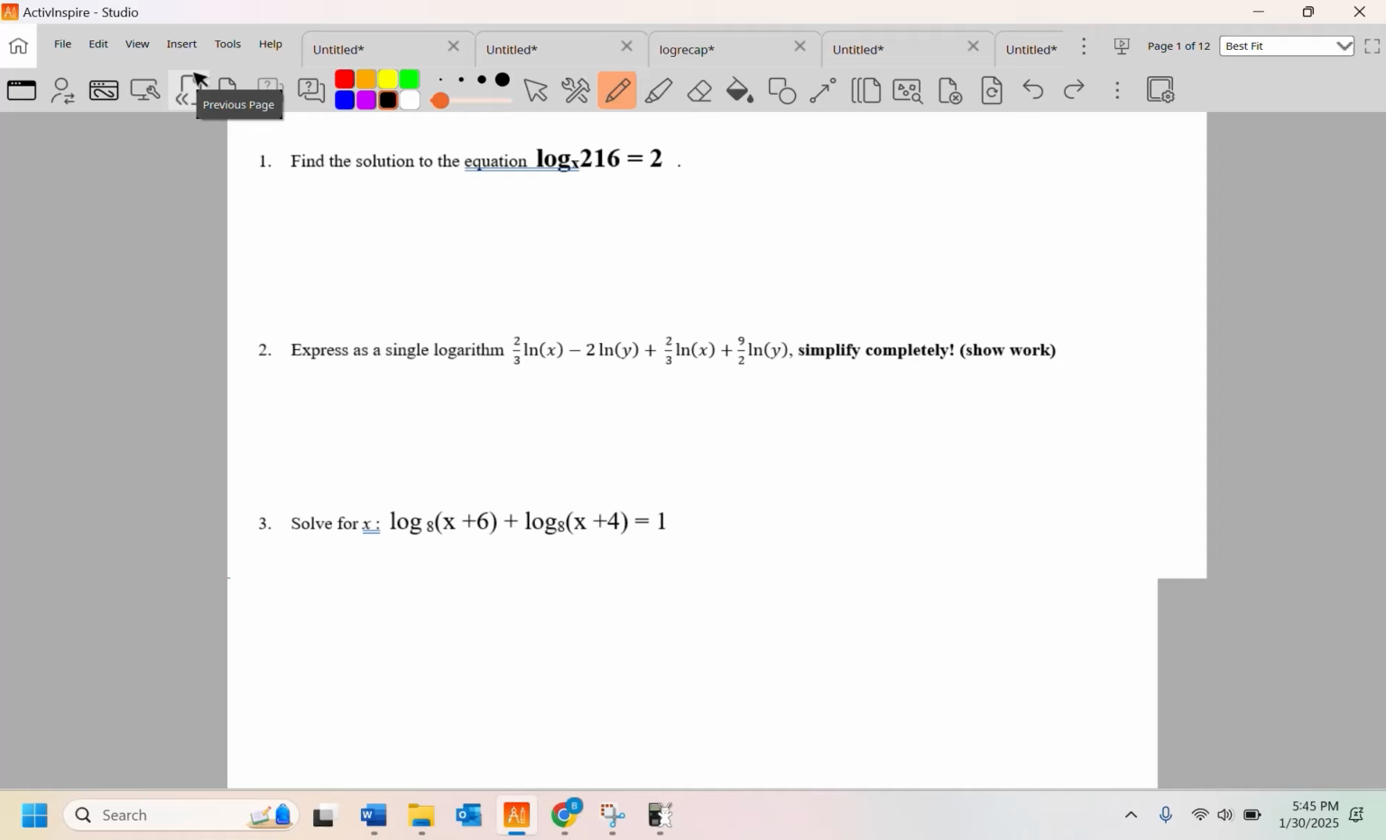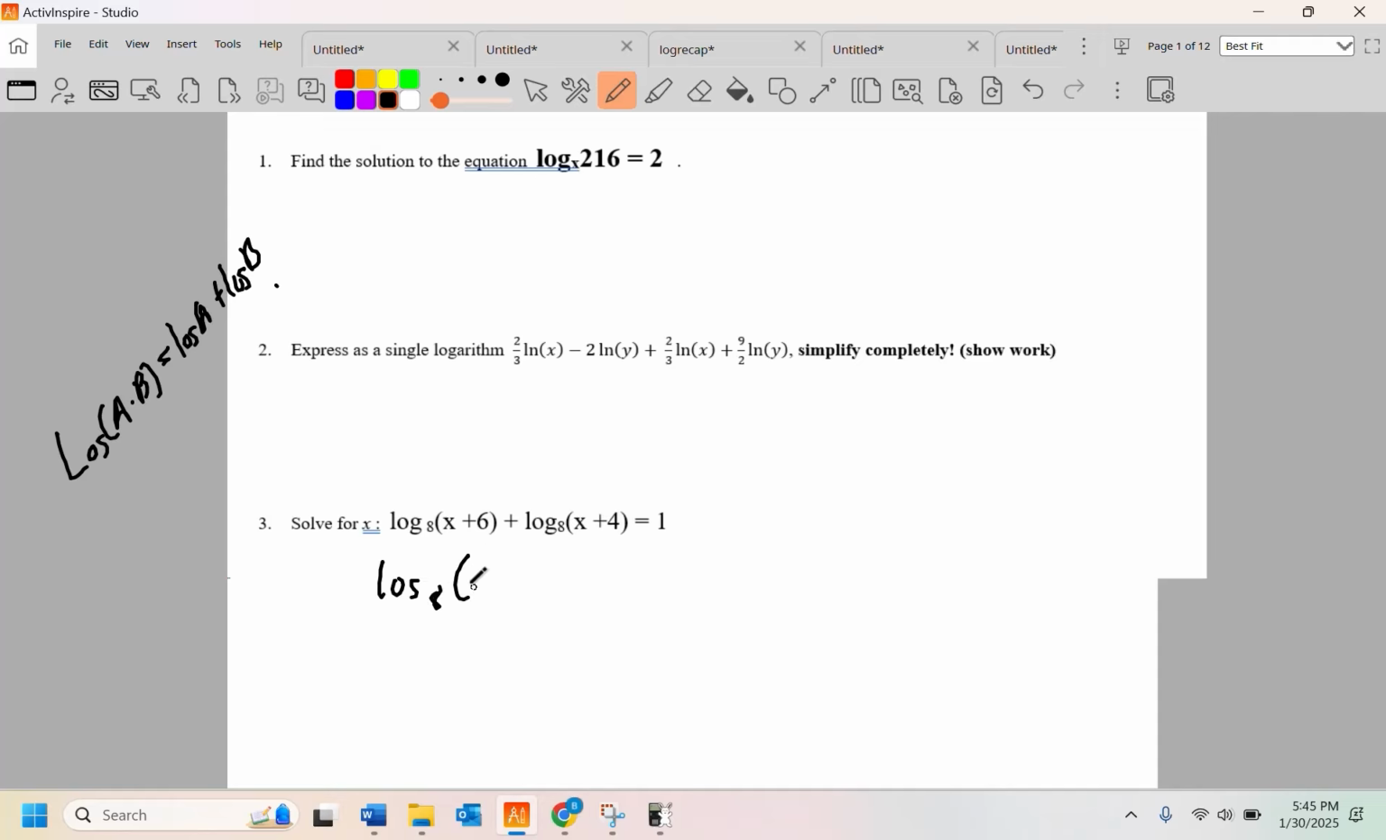Moving backwards again, solve for x. So it's been a minute since this has been taught to you, about a week probably. And I'm kind of curious how y'all do with it. You have a property that says a log of a times b is a log of a plus a log of b. So if I look at this from right to left, it's telling me I can multiply these arguments.